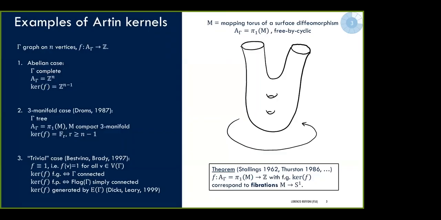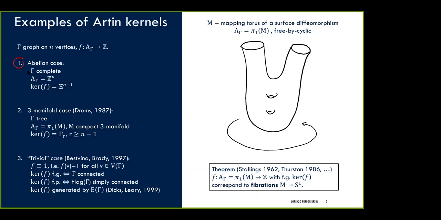Let me start by saying why you might be interested in Artin kernels, coming from different backgrounds. In this slide, I just have examples of groups that arise as Artin kernels, or happen to be Artin kernels, I should say. Well, the first case is the abelian case, and I'm sure everybody has played around with free abelian groups in their life at some point.